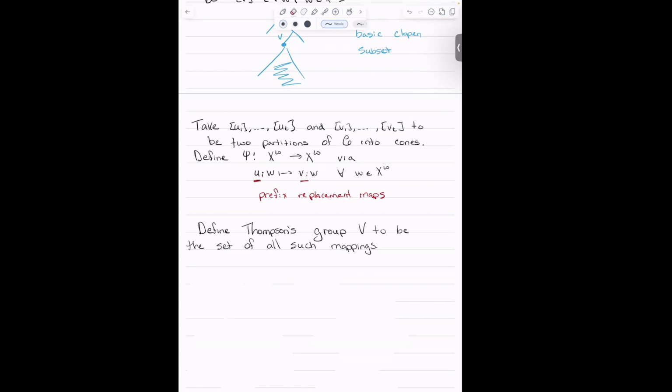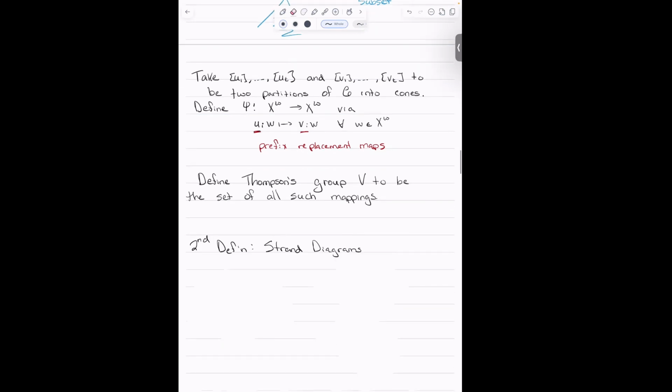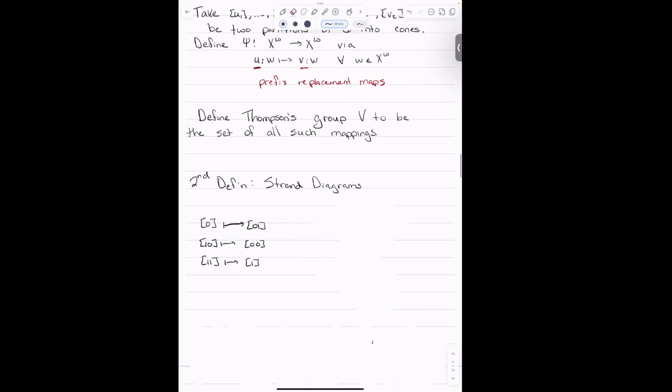There's a second definition of Thompson's group that I find often more convenient, and we'll want to go back and forth between these two definitions. The second definition comes from something called strand diagrams. I'm not going to write the formal definition. We're going to do definition by example, but I think generally it's fairly clear, but feel free to stop me if it's not.